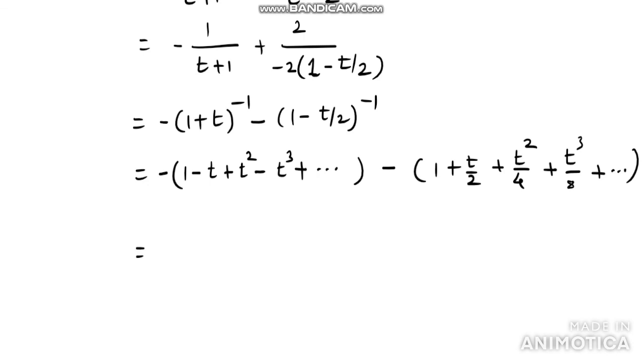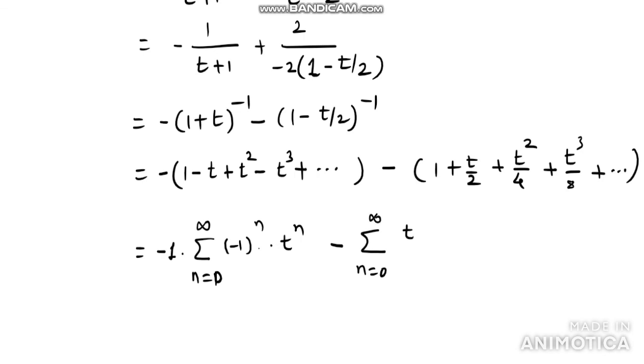Now this will be minus 1 into summation n equal to 0 to infinity, minus 1 to the power n into t raised to n, minus summation n equal to 0 to infinity of t by 2 raised to n. F of z is equal to like this.